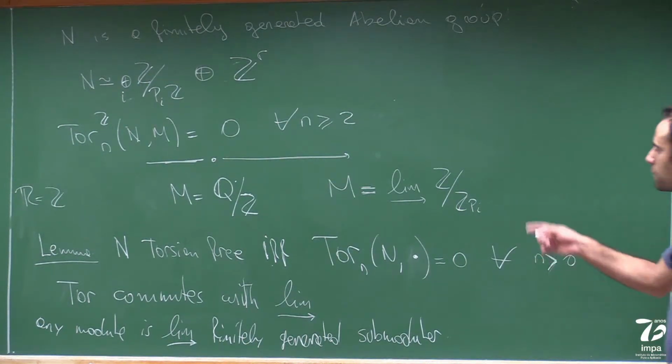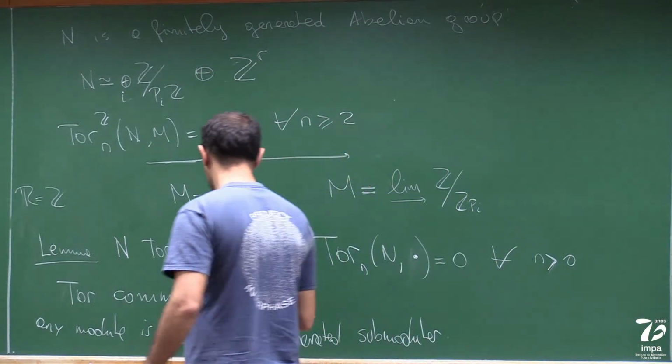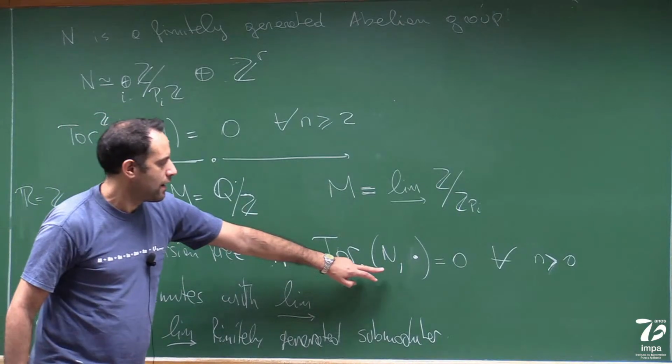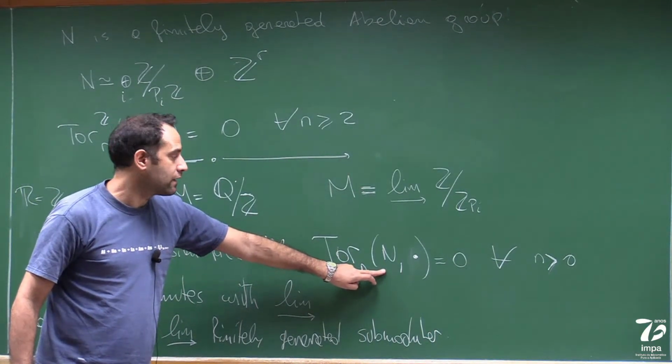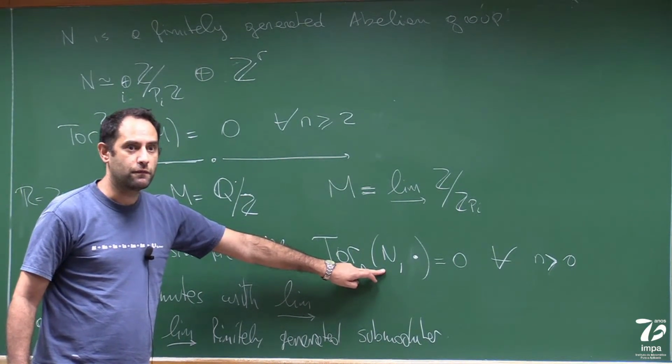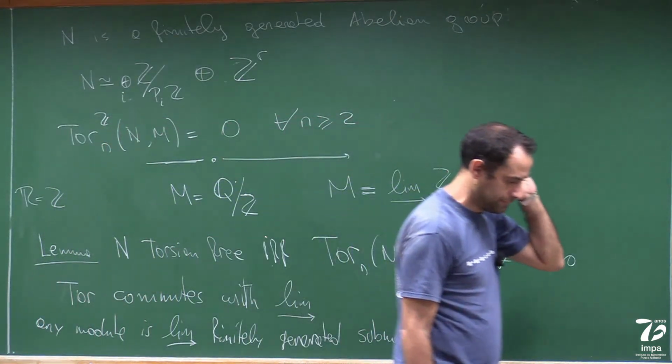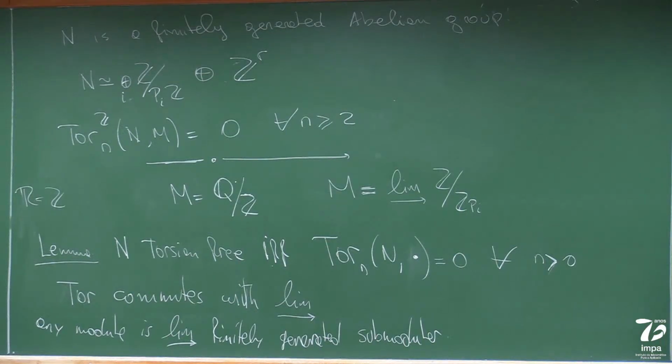All right, so torsion-free modules are acyclic for the Tor homology. You take the Tor of N with anything, it is 0 for higher n, not for n equal to 0. For n equal to 0, we know that it's just the tensor product of the two modules. All right, so that's going to be our definition.